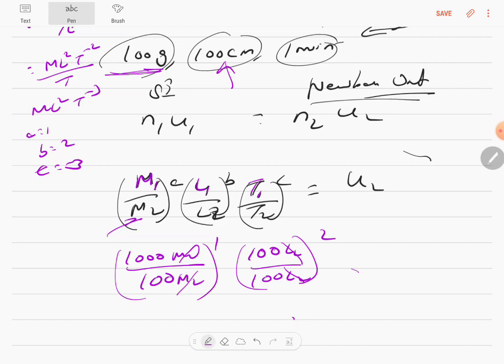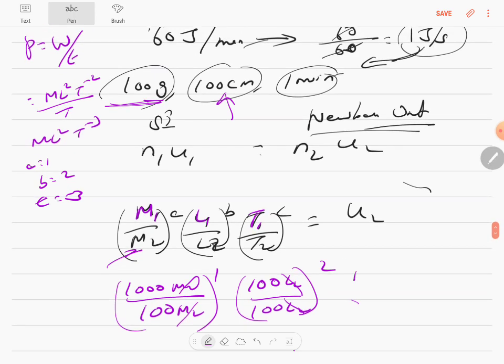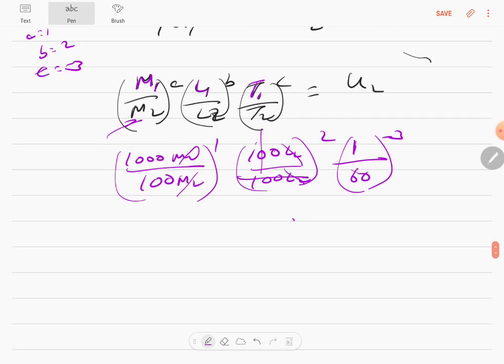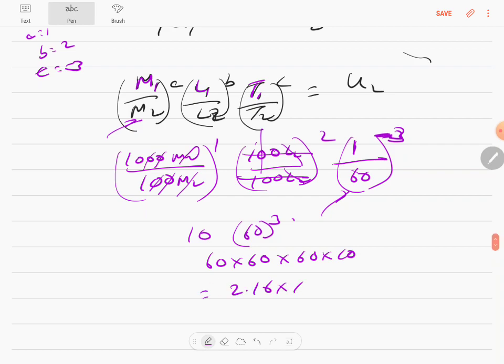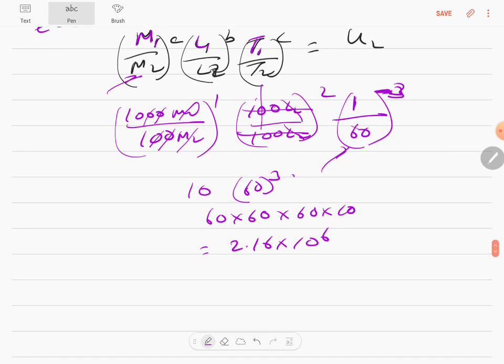T1 by T2. Okay, T1 is the SI unit, which is 1 second. By T2 is 1 minute, which I have to write in seconds, so it's 60 seconds to the power C, which is minus 3. So therefore, this 100 and 100 completely get cancelled. These 2 zeros get cancelled, and we have a 10. And this is 1 by 60 to the power minus 3, which can be written as 60 to the power 3. So it's 60 into 60 into 60 into 10. And that will give you the answer 2.16 into 10 to the power 6. Check out if you get this answer. This is the way you have to convert into new units in case they ask you.